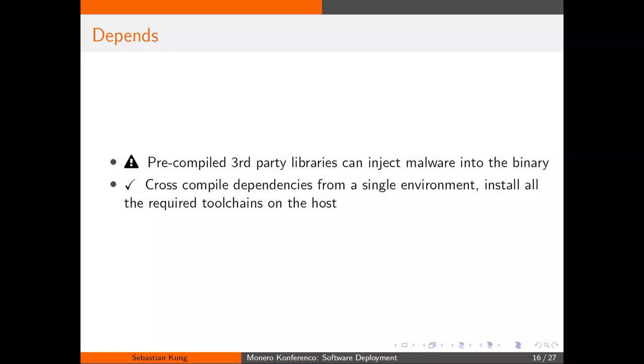Okay, so I've argued now that we should generally use static linking when we are targeting a lot of platforms. We know now how to roll out updates more or less securely. We know about checksums and developer signatures. But we still have the problem that if the developer uses pre-compiled third-party libraries, these pre-compiled libraries can inject malware into the binary you're using. And the solution to this is to cross-compile all your dependencies from a single environment by installing the toolchains required for this on your host system.